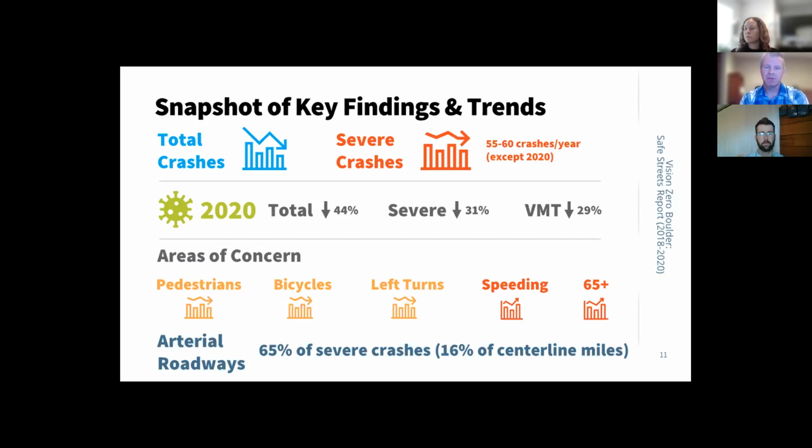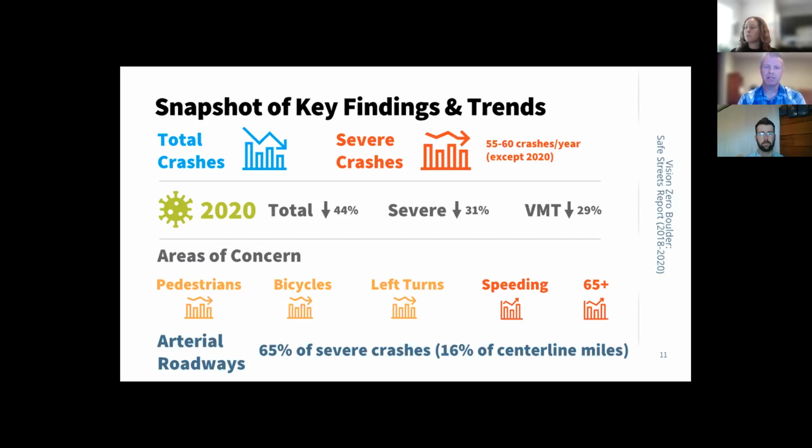What we've seen in terms of severe crashes is that those have been holding steady, ranging between about 55 and 60 crashes per year, except for 2020, in which we had 38 severe crashes. And then if you look at the line in the middle, you can see a little bit more related to our analysis of COVID-19 impacts. What we found was total crashes were down about 44% in 2020 compared to the year 2019. Severe crashes were down 31% in 2020 compared to the year 2019. And the vehicle miles traveled dropped about 30%.